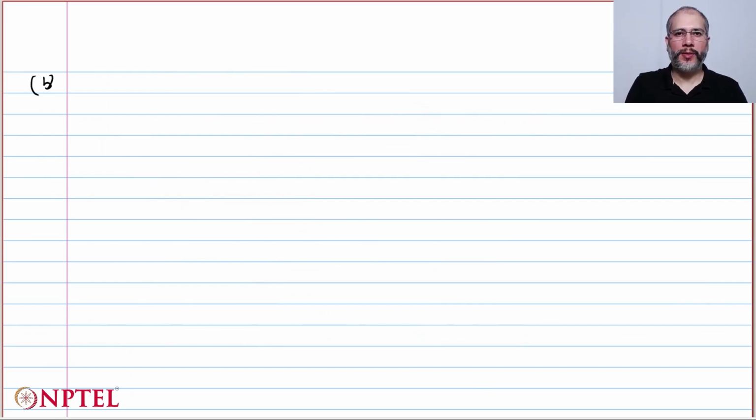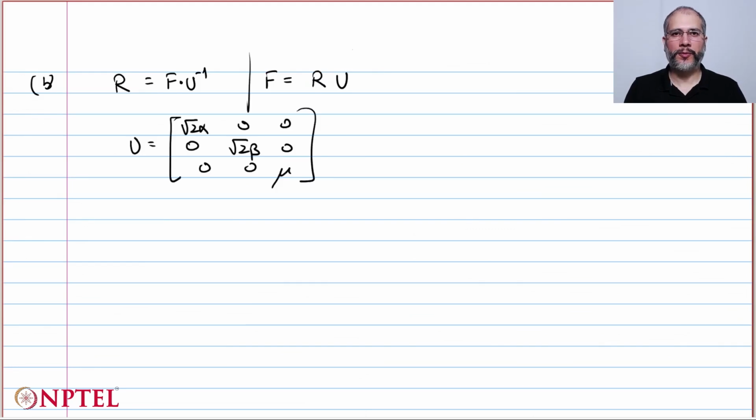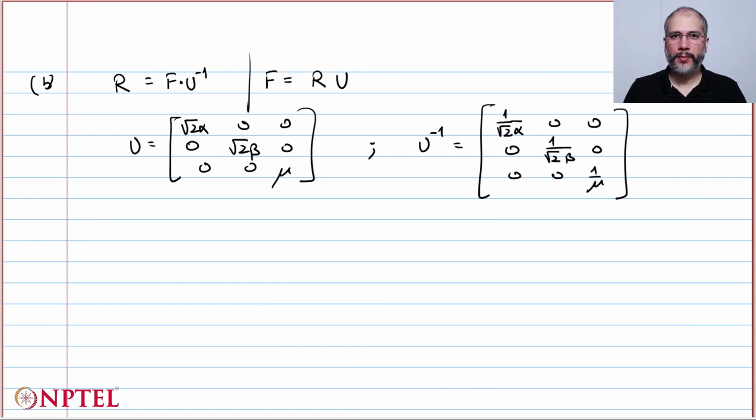Now in part B, we have to find the rotation matrix R, and we define the polar decomposition as F equals R times U. So we already have F, and we have found out U as well, which in this case is a diagonal matrix. All we have to do is find R as F times U inverse. Since this is the form of U, finding U inverse is very easy, which comes out to be this.